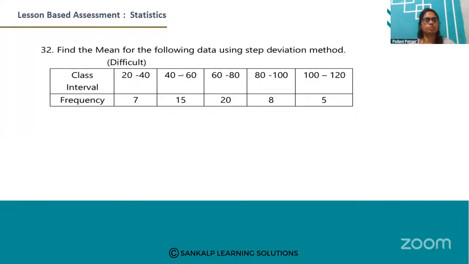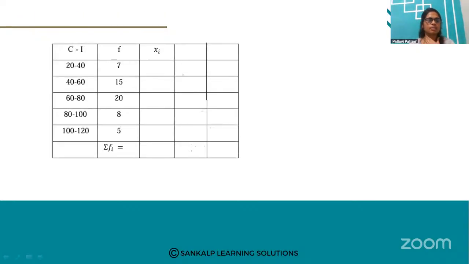Look at question number 32. Find the mean for the following data using the step deviation method. Here, first calculate the midpoint and total frequency. Summation fi is 7 plus 15 plus 20 plus 8 plus 5, so this is equal to 55.